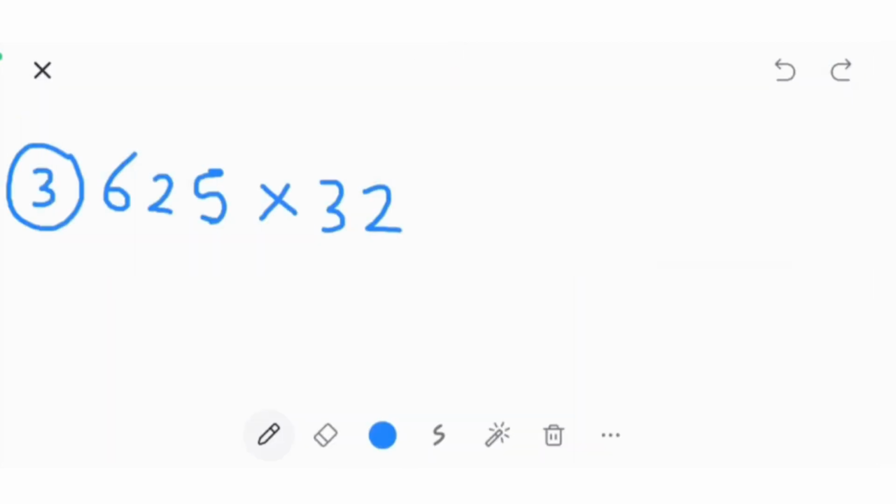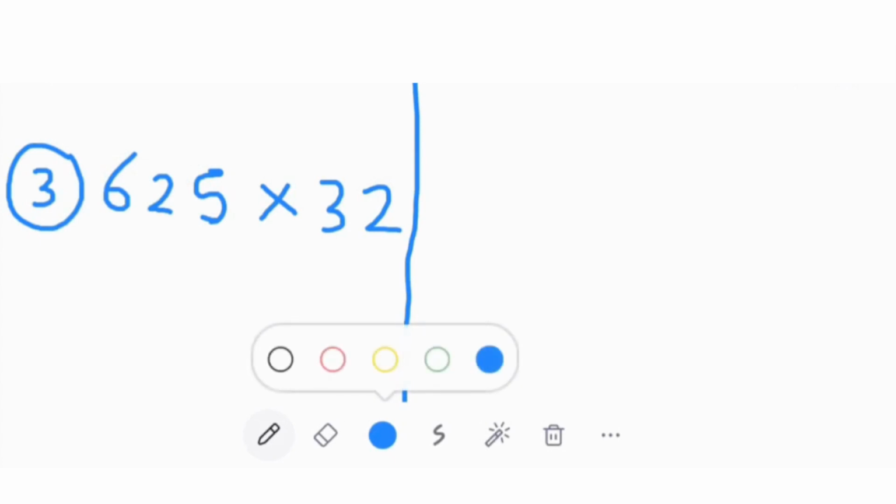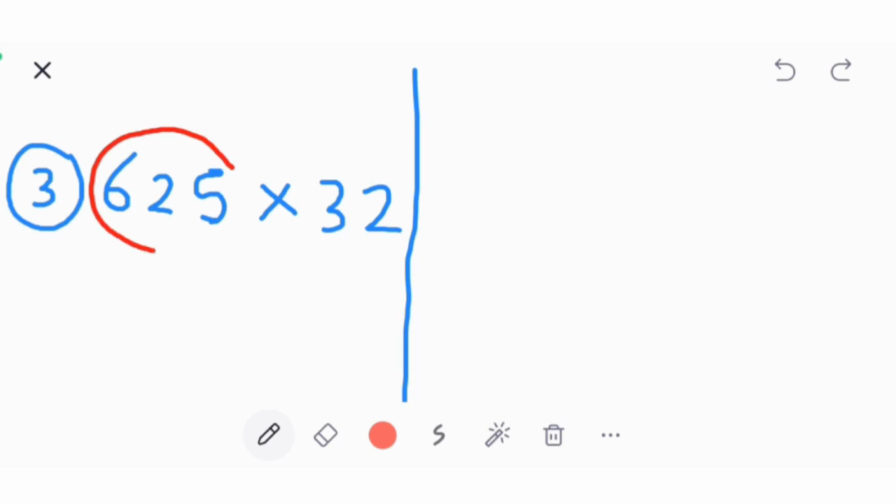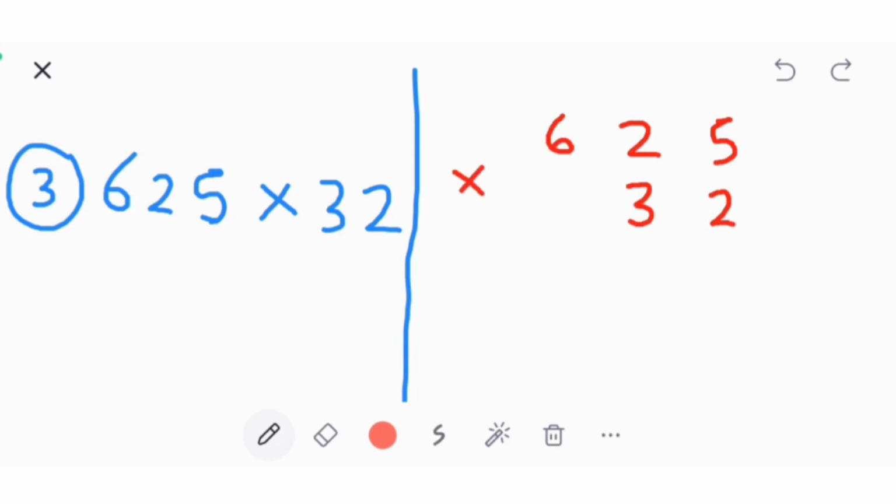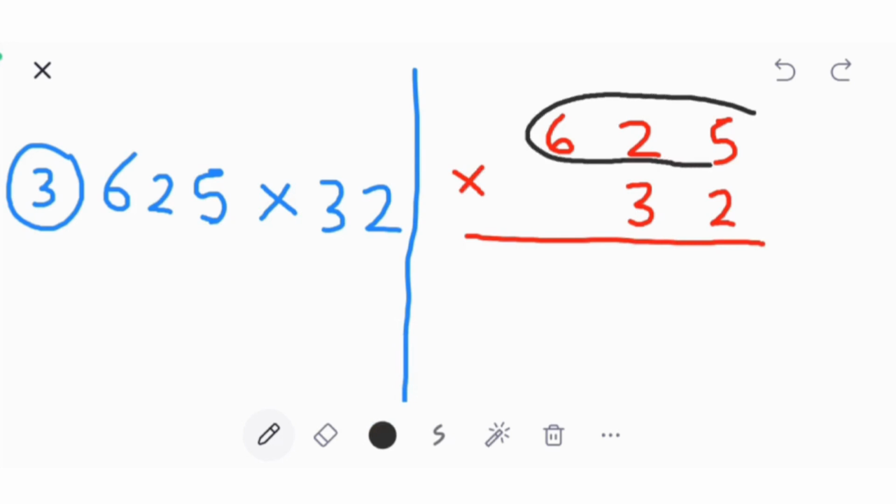Look at this one. We have 625 times 32. 625 has 3 digits, 32 has 2 digits. The number with more digits should be written at the top, which is 625. Then 32 will be at the bottom, 3 under 2, 2 under 5. Then you multiply. 2 will visit these 3 numbers at the top, okay?